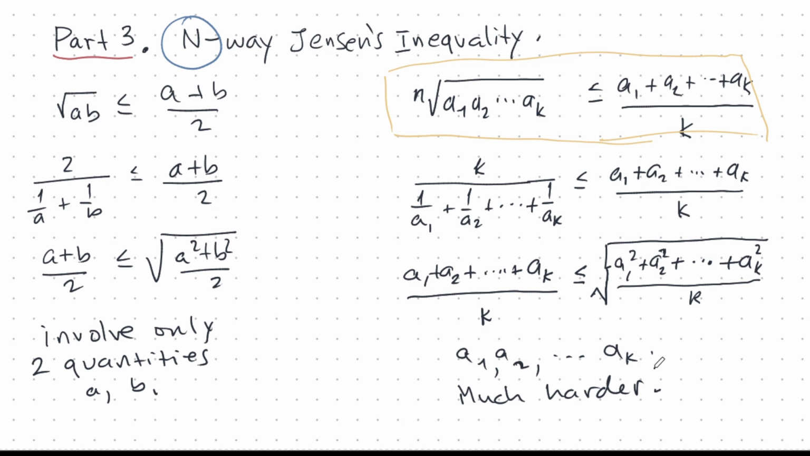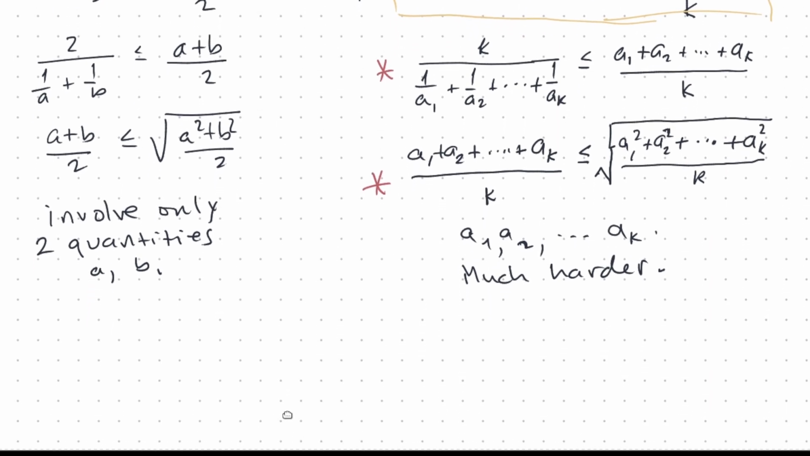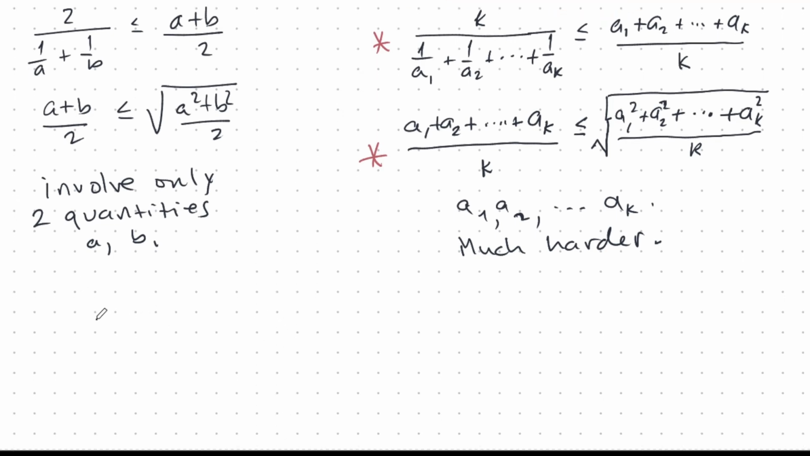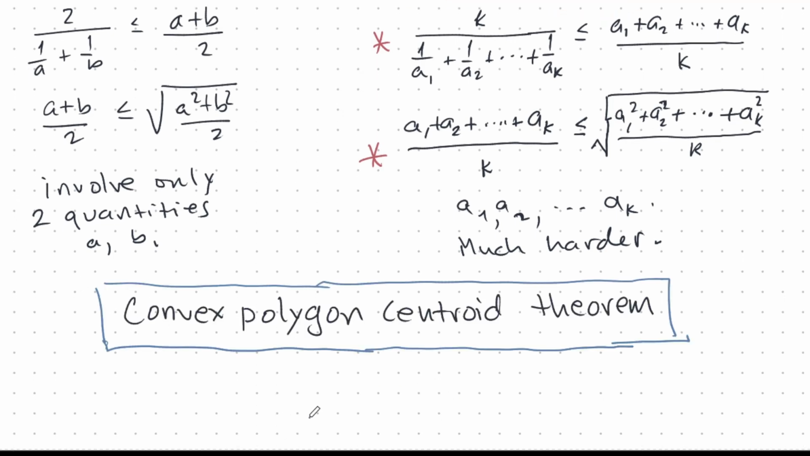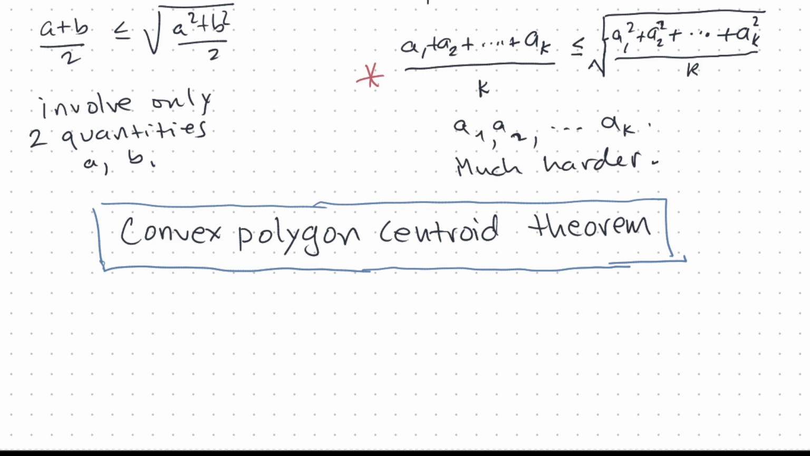However, in this part of the video, I'll prove all three of these. Well, actually, I'm going to prove this one, and you are going to easily prove these two, because it all follows now from the N-way Jensen's inequality, and one more thing which is needed. So we need the N-way Jensen inequality, and one more really magic thing. I'll tell you what it is. We will need the convex polygon centroid theorem that I did in the last video. I will leave a link to this also. I'll leave links to all of these videos in the description box.